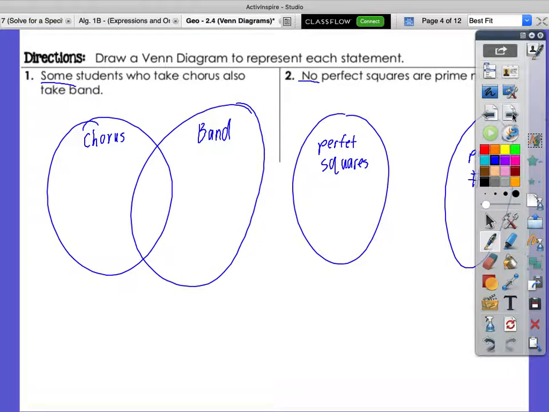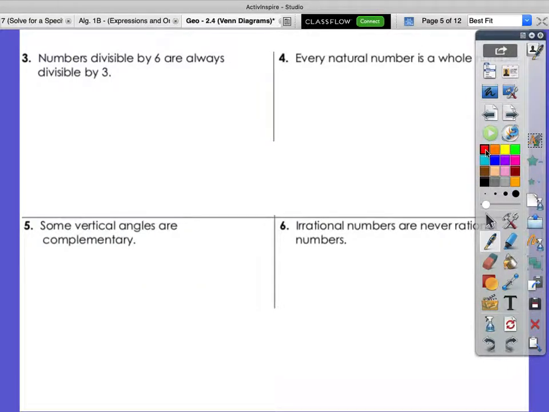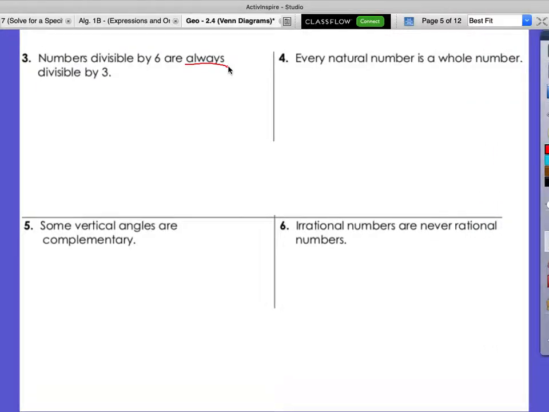Okay. We're going to number 3 here. Numbers divisible by 6 are always divisible by 3. So what word should be popping out to us? Always. Which category are we doing now? No, we've done the first 3 categories in the first 3 problems. Okay. So we have 2 circles, and one should be inside of the other. Which one's inside of the other?